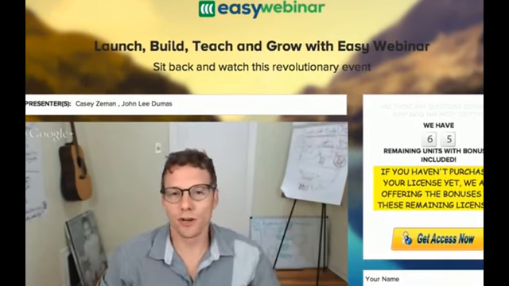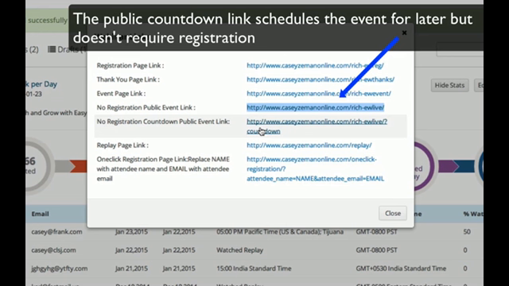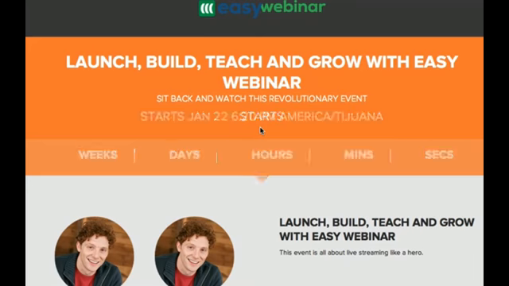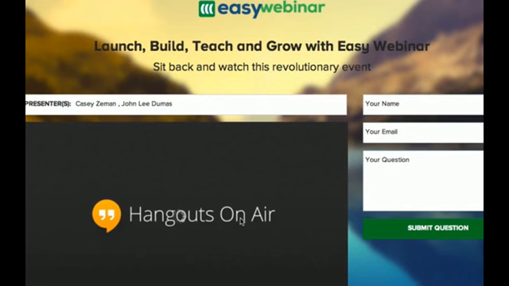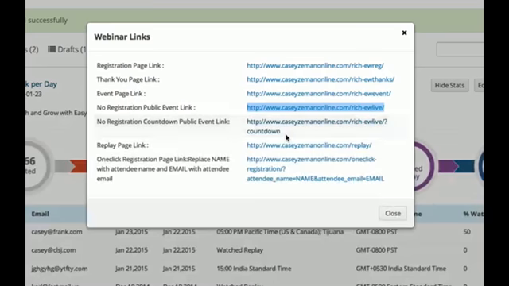Another cool thing that you can actually do is, let's say you want to schedule a future event, but still not require them to register to come into the event. Well, I can click this public countdown link, and it will take me to the countdown page prior to event starting. And if that event is in the future, I don't have to register for it. It will just have the countdown for, say, an hour. And this is what you could send out to people in your own autoresponder, okay?